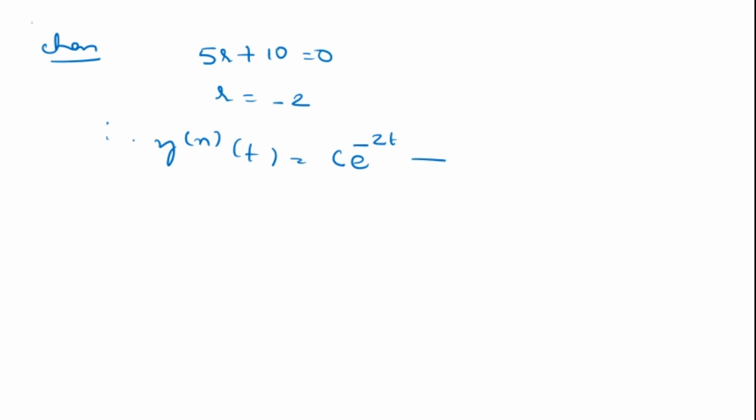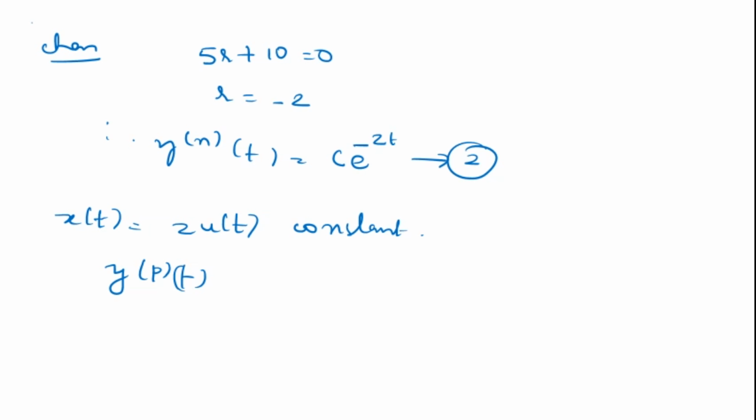Then the characteristic equation to find the natural response is r + 10 = 0, or r = -2. Therefore, the natural response y_n(t) = c e^(-2t). Call it equation number 2. Then the particular solution: it is given x(t) = 2 u(t), which is a constant. Then the particular solution y_p(t) = k. Call it equation number 3.